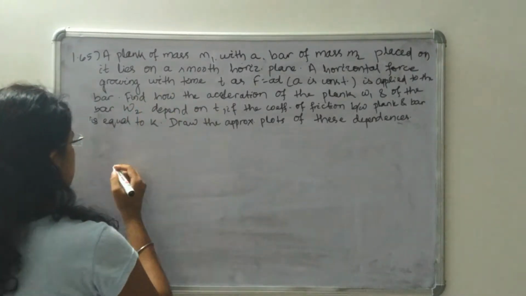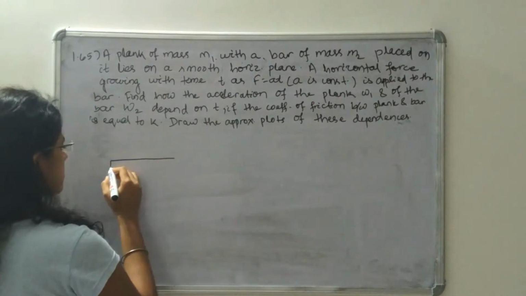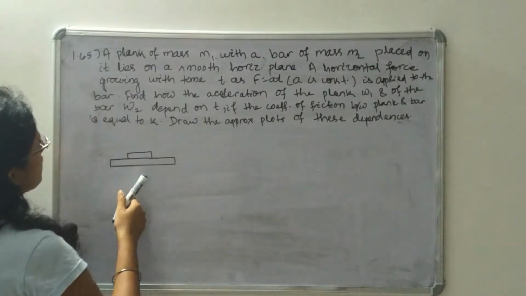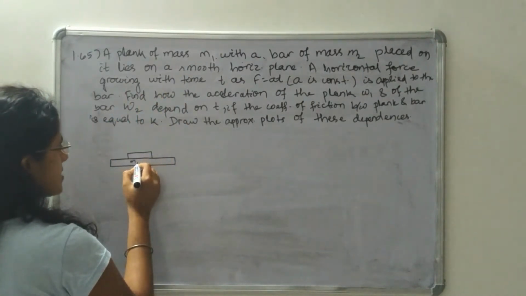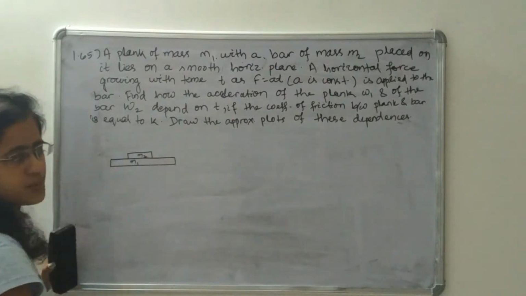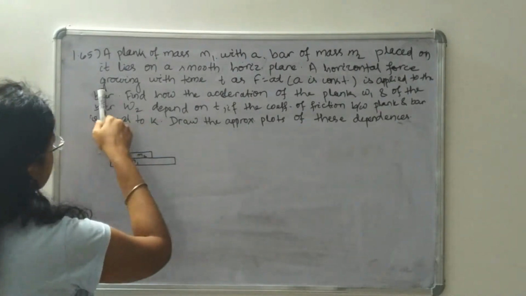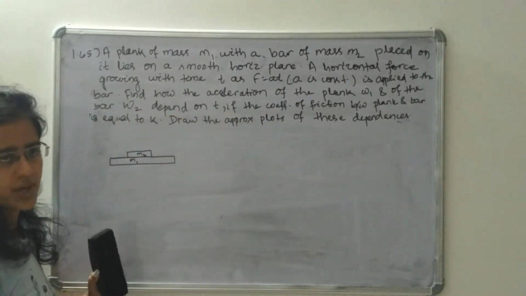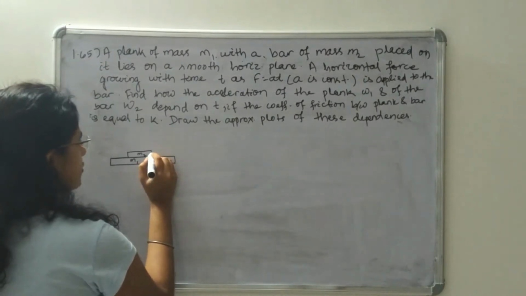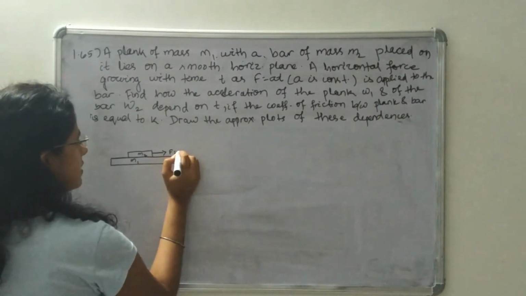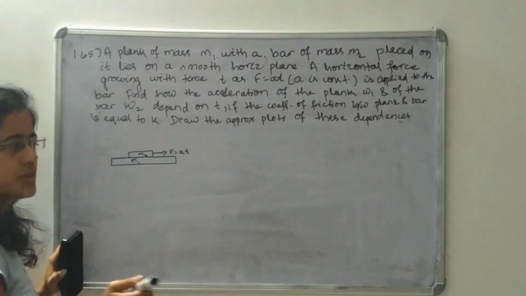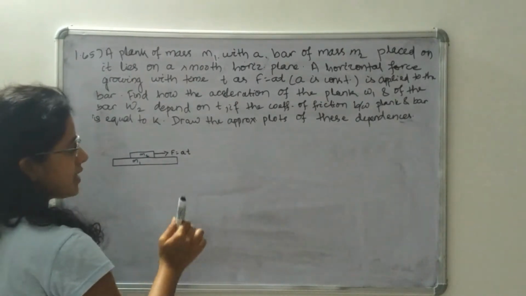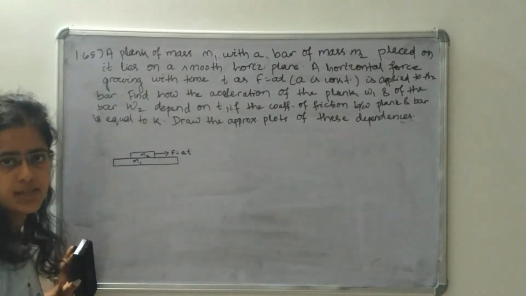Okay, first we have to understand this question. Let us consider this is a plank and this is a bar on it. The plank has mass m1 and the bar has mass m2. A horizontal force growing with time t as F = At is applied to the bar. That means in this bar the force is applied, and how much is it? A into t. When t is equal to 0, the force is 0, and when time t increases, this force is also increasing.